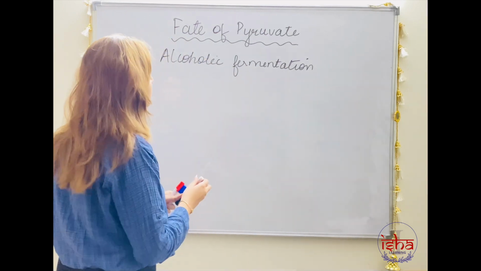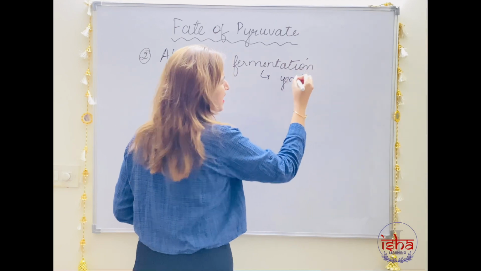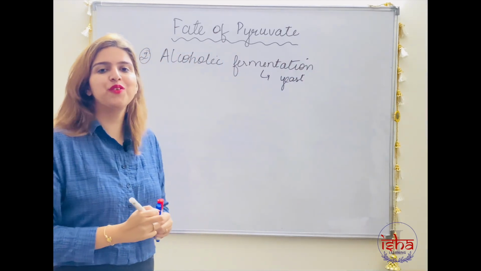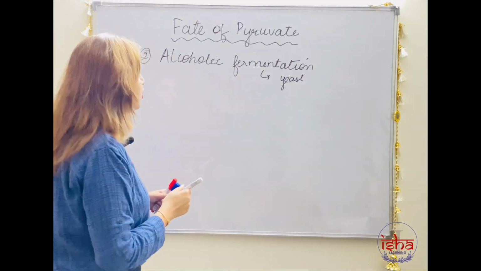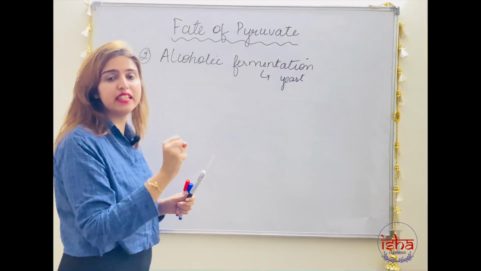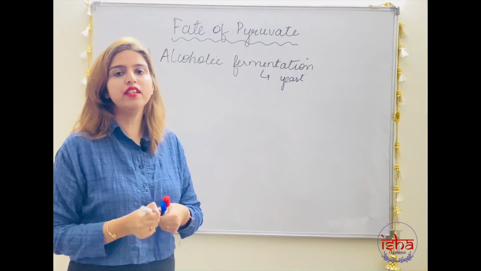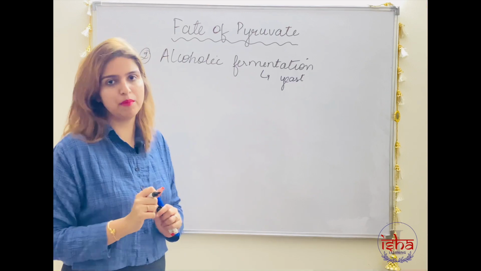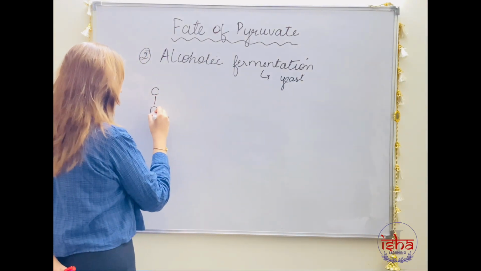So where is it observed? It is observed in yeast and many other bacteria as well. I was telling you the commercially most important example. Now if I talk about what happens here in terms of structures, it isn't going to be very difficult if we check this out step by step. So let's begin with the structure of our pyruvate molecule.